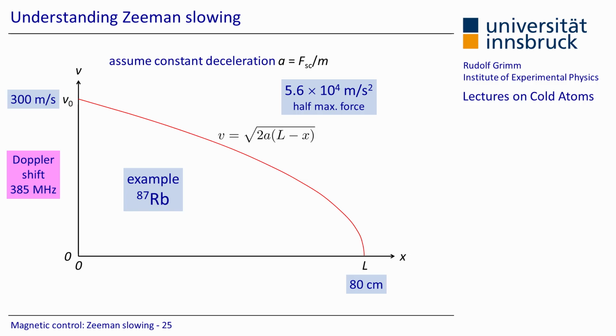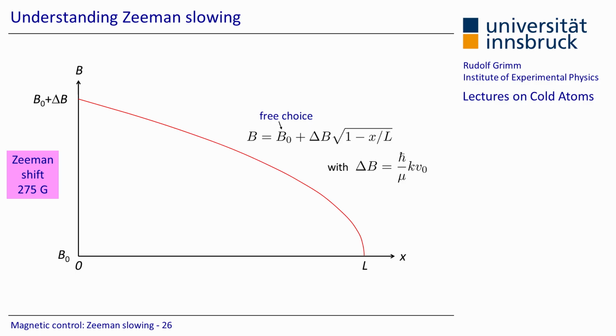Okay, now let's express what we see here in terms of magnetic fields. Then it looks like this. The Zeeman shift now would correspond to 275 Gauss. So the field has to change by 275 Gauss. And we have an initial field at x equals 0, this is when the atoms enter the slower, which can be set to B0. Actually B0 can be chosen freely. And then we need a 275 Gauss higher magnetic field, B0 plus delta B, at the entrance of the slower. And then we can show that the magnetic field has to change according to the expression given here.